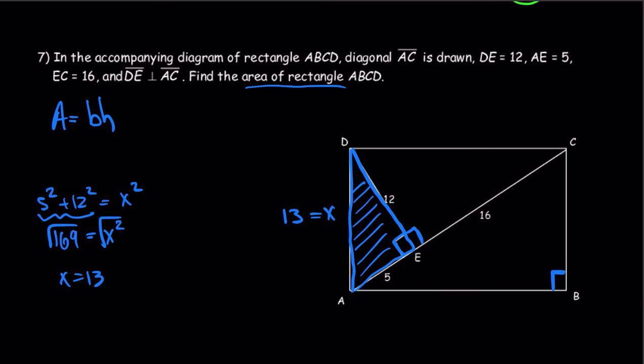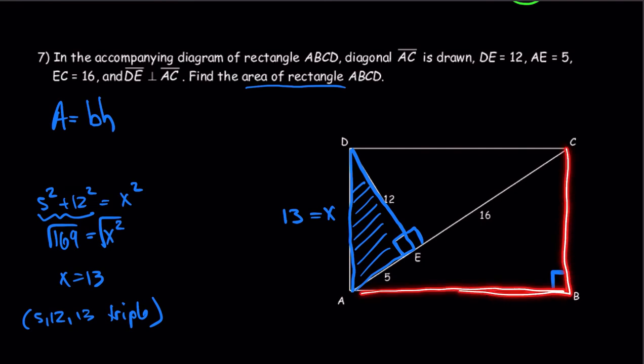I just want to point out this is another very, very common triple. This is a 5, 12, 13 triple. It's one of the three I told you to remember: 3, 4, 5, 6, 8, 10, and 5, 12, 13. Okay, moving on. So I need to find this side here.